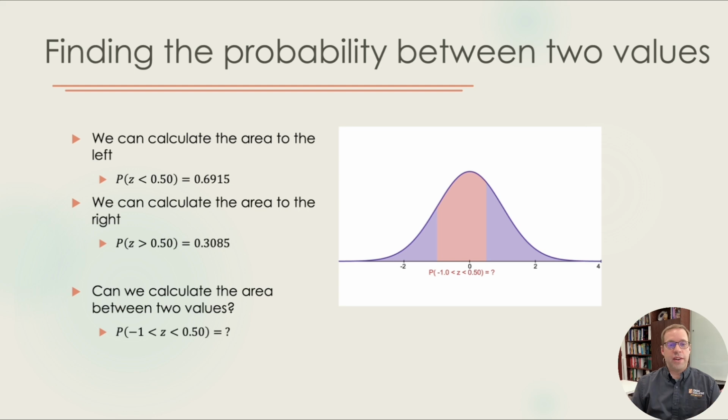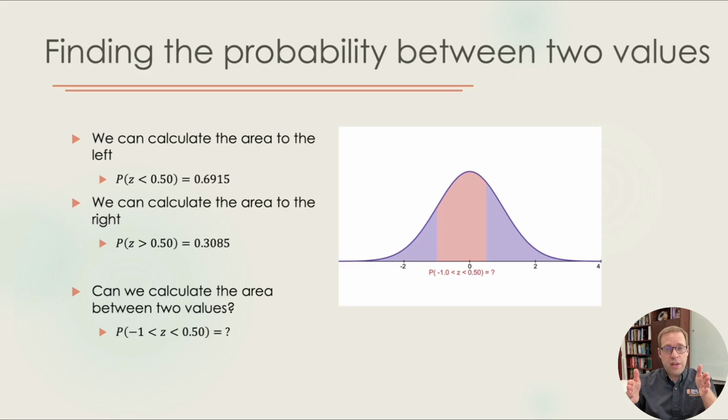So I've shown you how to calculate probabilities of the area to the left of something, such as the probability of z less than 0.5, and something to the right, the probability of z greater than 0.5. So how are we going to calculate an area between two values? Now, on the right side of your screen, you should see a graph that shows a normal distribution. The red area in the middle indicates this probability we want, the probability of being between -1 and positive 0.5. And the question is, how do we get that?